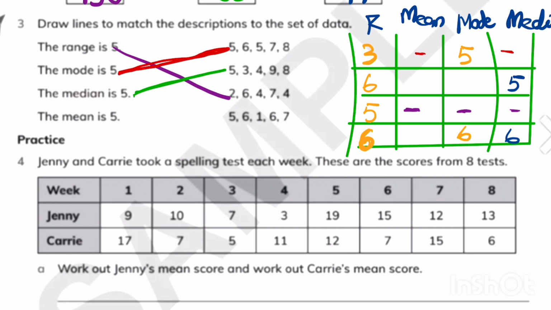So mean is 5. We don't even need to calculate, but still we will calculate it to make it more obvious. So 5 plus 6 plus 1 plus 6 plus 7 is equal to 25, and there are 5 values, so we'll divide by 5. So 25 divided by 5 is 5 and the mean is 5. So it's correct that the fourth statement is connected with the fourth set of numbers.